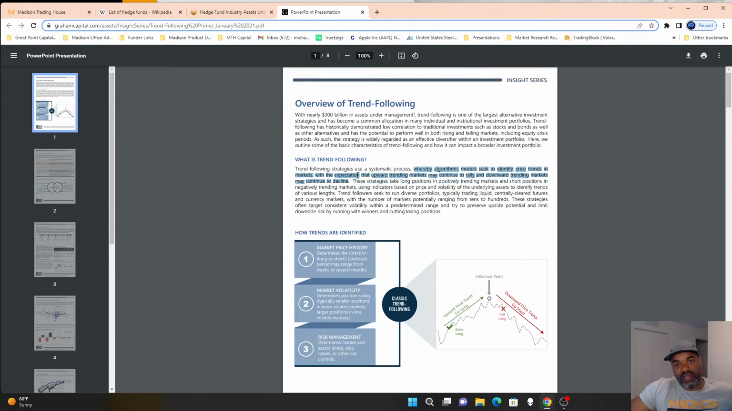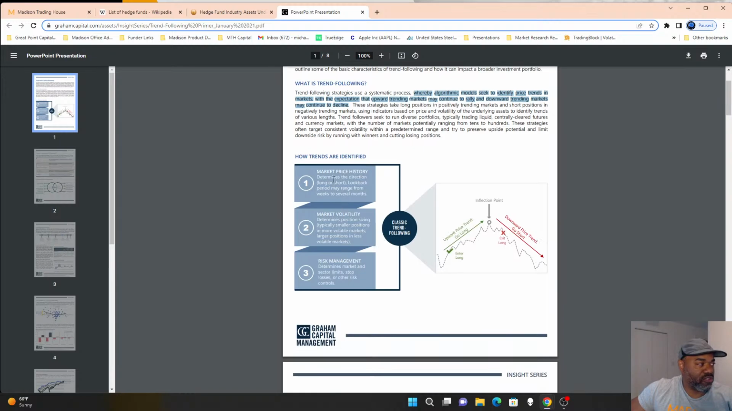Now, I emphasize this is a PDF from an actual hedge fund. So this is a very useful document because it allows us to get a glimpse into the way these guys think. So they're describing their strategy, and they're saying how trends are identified: market price history, market volatility, risk management. So as I say, classic trend following is: trend looks like it's going up, you buy; trend looks like it's going down, you sell. That's it, right?